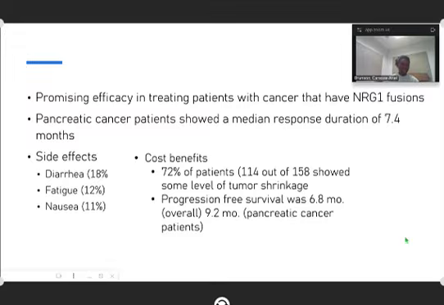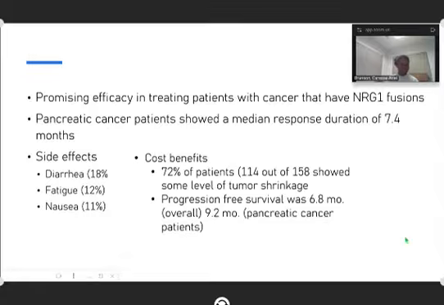The results found that the time to response was 1.8 months, and the duration of response, which is the time the cancer stayed under control, was 9 months. 15 out of 36 patients with pancreatic cancer had a response, 42%, with a confidence interval of 25 to 59. Observed side effects included diarrhea, fatigue, and nausea. One patient discontinued treatment due to a drug toxic effect. These symptoms are considered to have a mild toxicity.